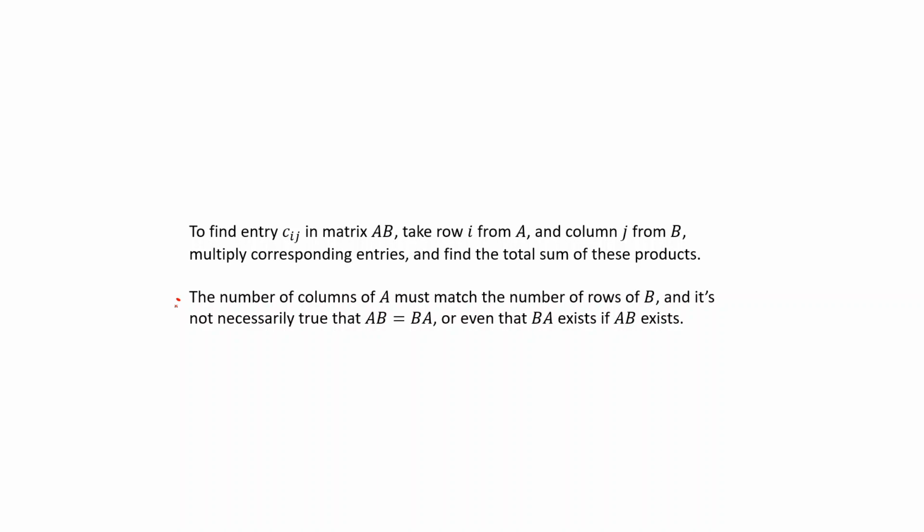What it says is that the number of columns of A, if we're doing the multiplication A times B, must match the number of rows of B. That's in the case where we're doing A times B. If you're doing B times A, then the number of columns of B must match the number of rows of A. So in general, the number of columns of the first matrix must match the number of rows of the second matrix in your multiplication.